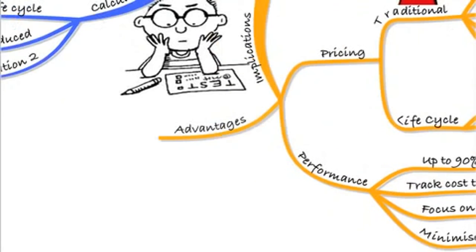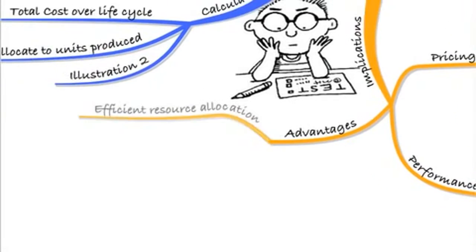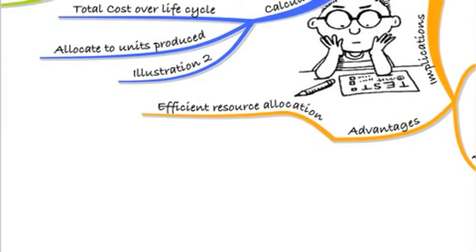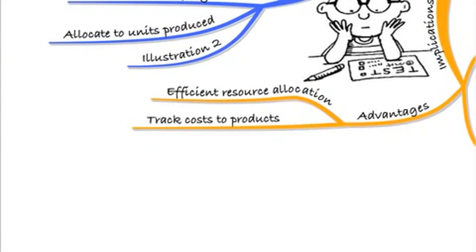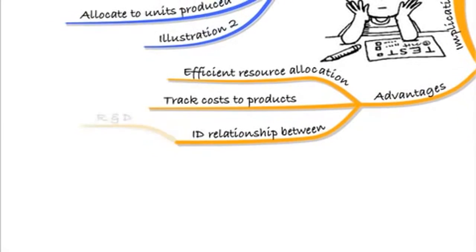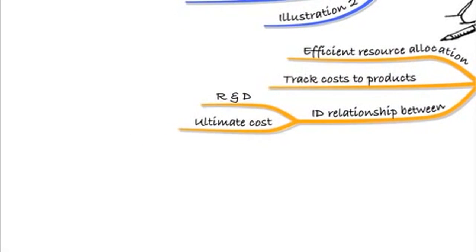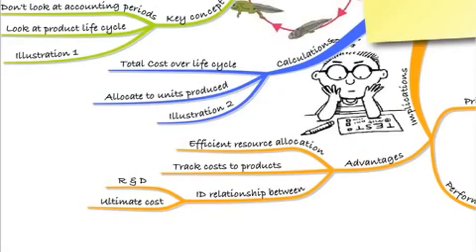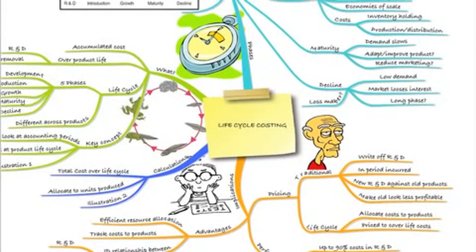So the advantages of this are that it gives more efficient resource allocation because you can allocate the resources to the products that are going to make the most profit over their life cycle. We track costs to products rather than to time, and that enables us again to understand whether the product is profitable or not. And it identifies that relationship between the research and development phase and the ultimate cost of the product. And that is crucial for the business to understand. So that was our lecture on life cycle costing.